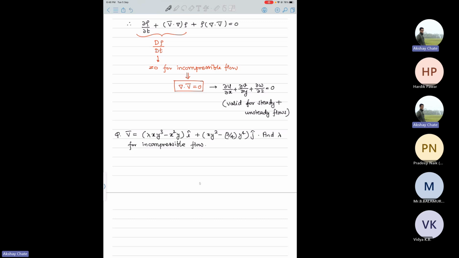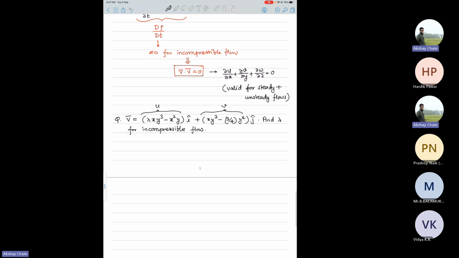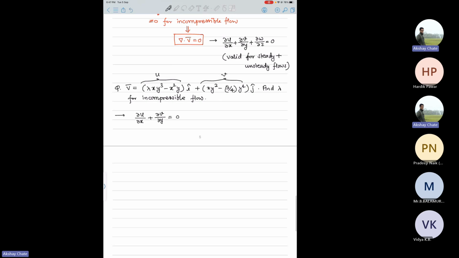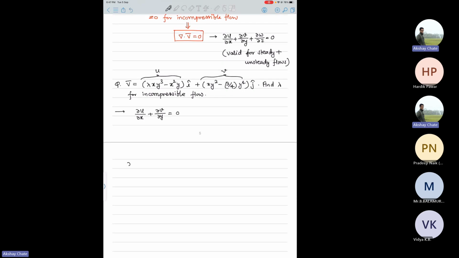So now to solve this question, we know the convention that I am following. This is your u component of the velocity field, and this becomes your v component. So if the flow is incompressible, we have this divergence of velocity equal to 0, which is del u by del x plus del v by del y equal to 0. This is the condition that we need to satisfy in order to make the flow incompressible. Now, it is a 2D flow, so there is no del w by del z. So now what is del u by del x?